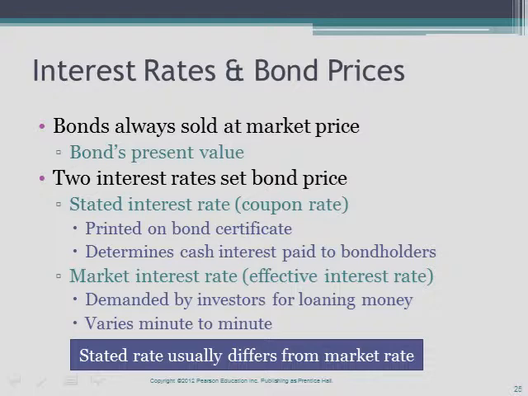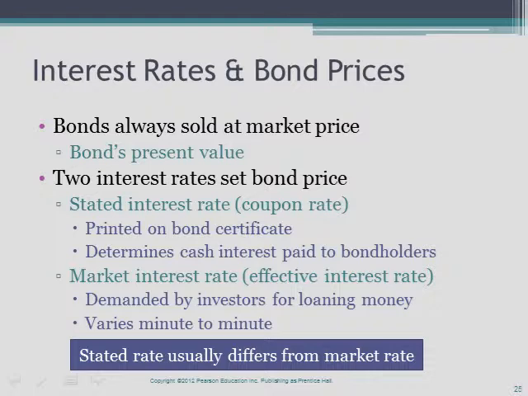Two interest rates work to set the price of a bond. The stated interest rate, also called the coupon rate, is the interest rate printed on the bond certificate. The stated rate determines the amount of cash interest the borrower pays and the investor receives each year. The market interest rate, or effective interest rate, is the rate that investors demand for loaning their money.